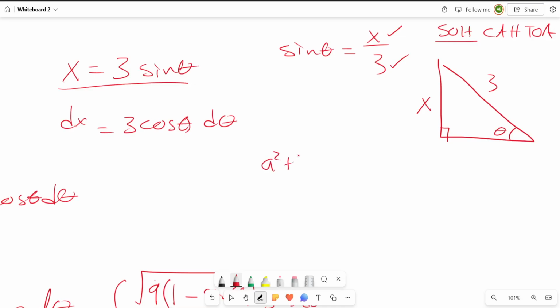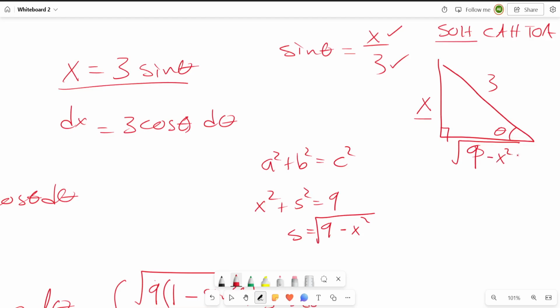And using Pythagoras, since this is a right angle, I know that a squared plus b squared equals hypotenuse squared, right? So x squared, which is this side, plus this side, let's call it s, s squared equals 3 squared, which is 9. So if I want this side, s squared equals 9 minus x squared. If I want s, I'll just square root both sides. So this missing side is basically the square root of 9 minus x squared.